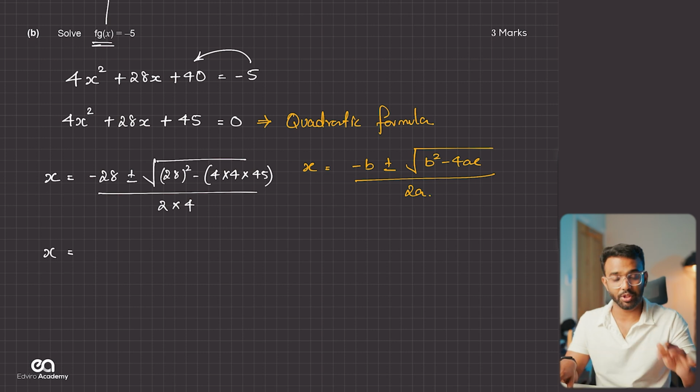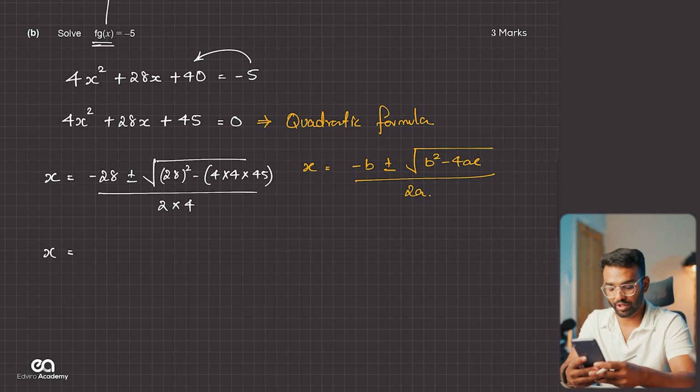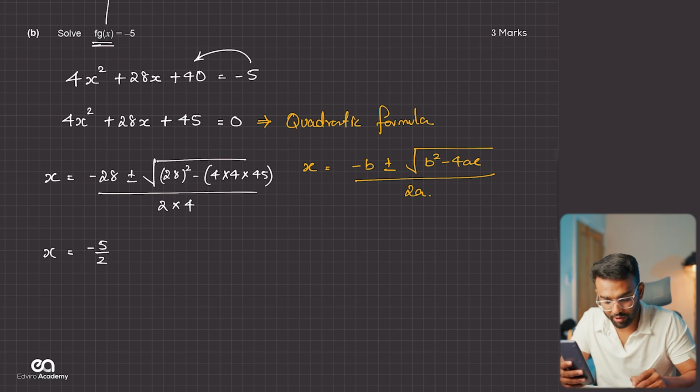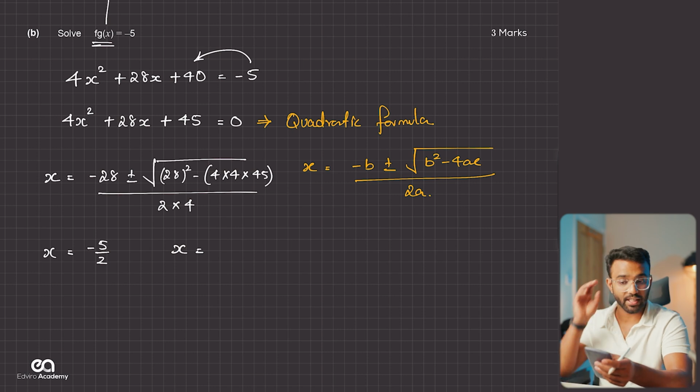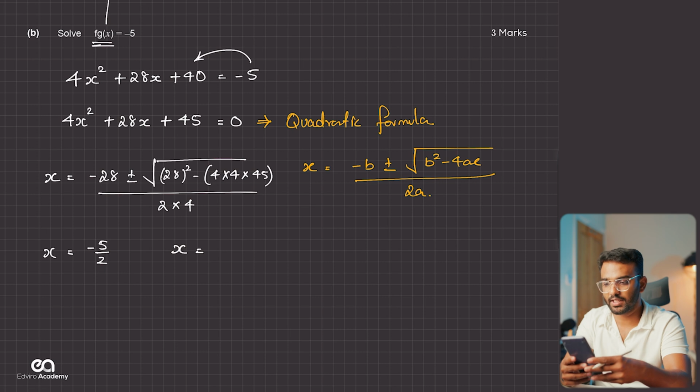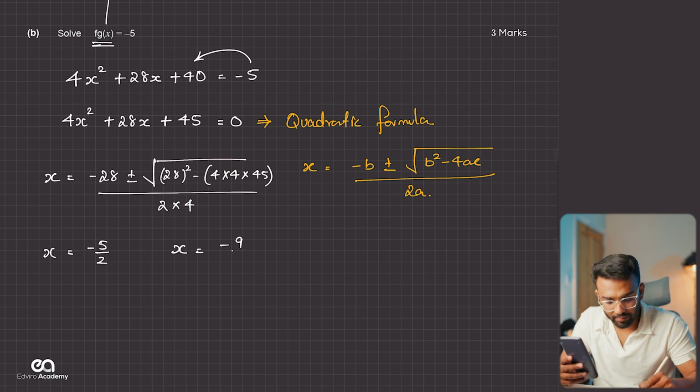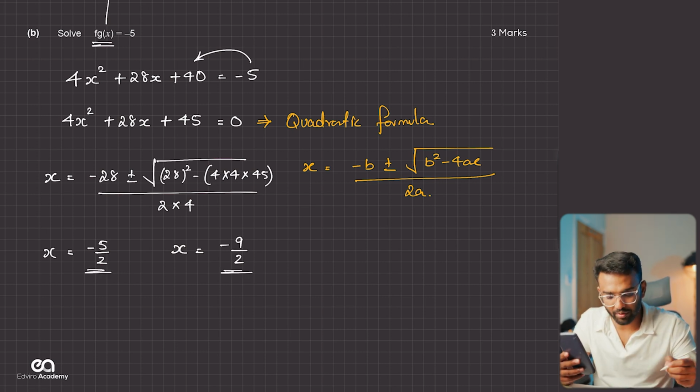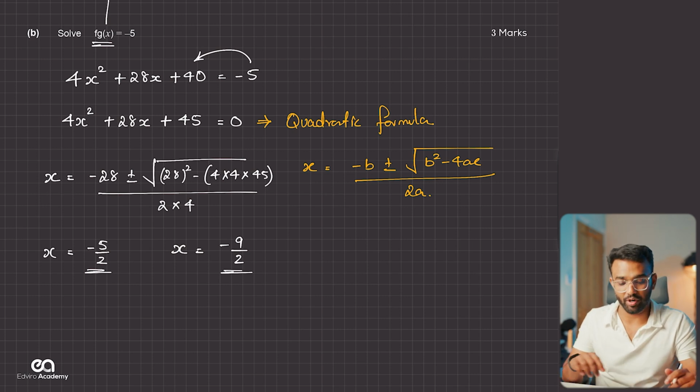You can literally just type that into your calculator and see what you're getting. So I'm typing in minus 28 plus square root 28 squared minus bracket open 4 times 4 times 45, close bracket, divided by 2 times 4. And that is giving me one of the answers: minus 5 by 2. For the next answer, you go back to your calculator, change the sign from positive to negative, and I'm getting the next answer there. Simple. Okay, and you got another 3 marks right there.